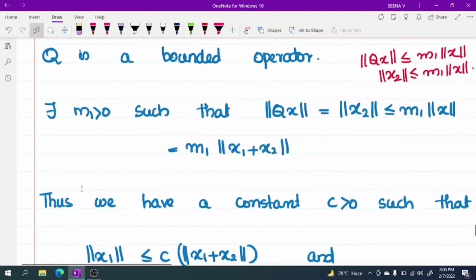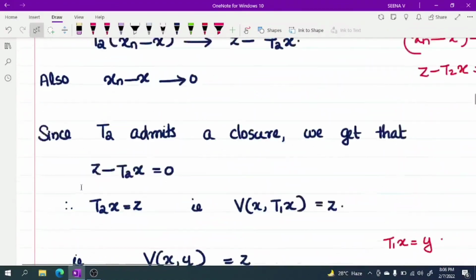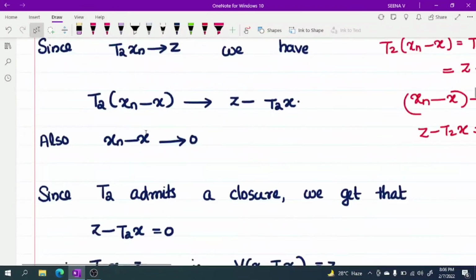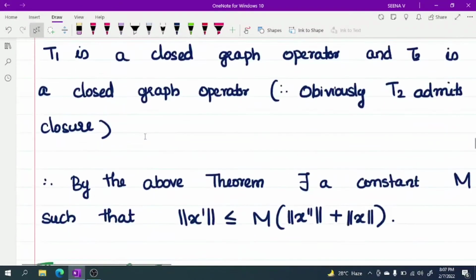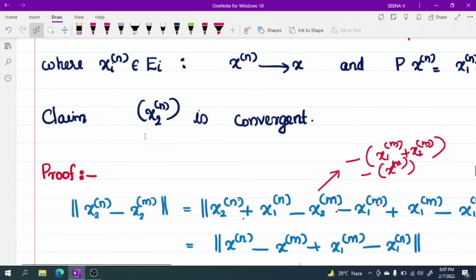So what we have proved today: we have discussed two theorems and one example. First, theorem 9.3.4 and an example, then theorem 9.3.5. Hope it is clear. That's all for today's class.